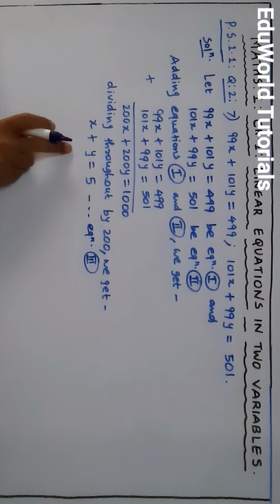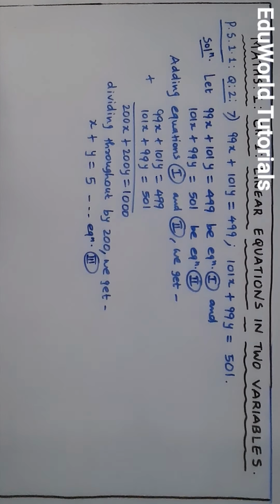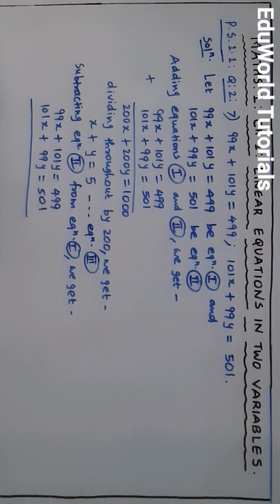So we will subtract the equations. What do we write? Subtracting equation second from equation first. Okay, I am writing that. So here we go. This is the first equation. This is the second equation. We are subtracting the second equation from the first. Now on subtraction, we know what to do. We change the sign of each term of equation second. This is positive 101x, so this will be subtracted from this term. 99y is positive, so it will be subtracted from 101y, and even 501 will be subtracted from 499.